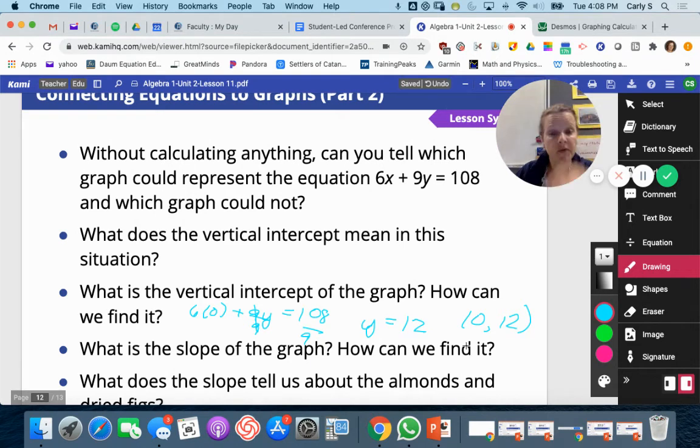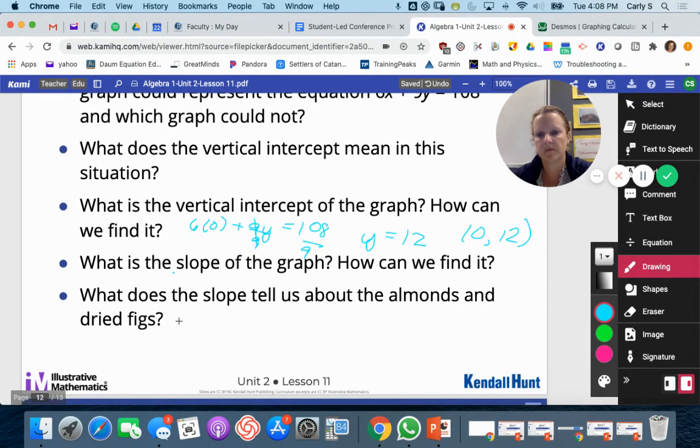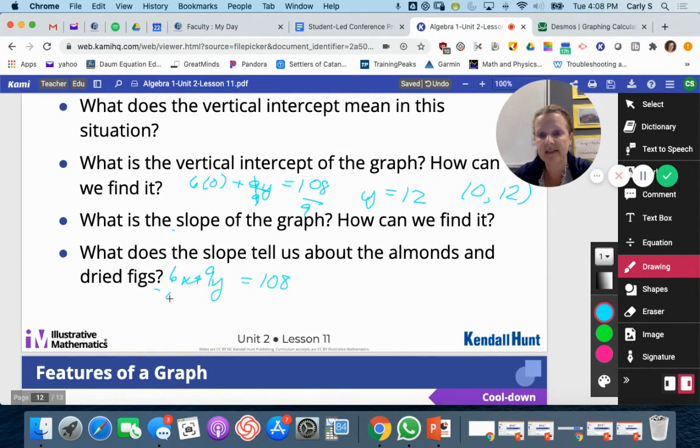All right, the slope of the graph is going to be, 6x plus 9y equals 108. I'm going to subtract 6x from both sides. And 9y equals negative 6x plus 108. And then divide everything by 9. Amazingly enough, it's not amazing.